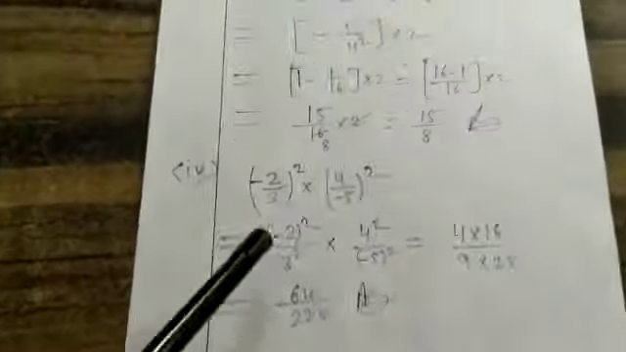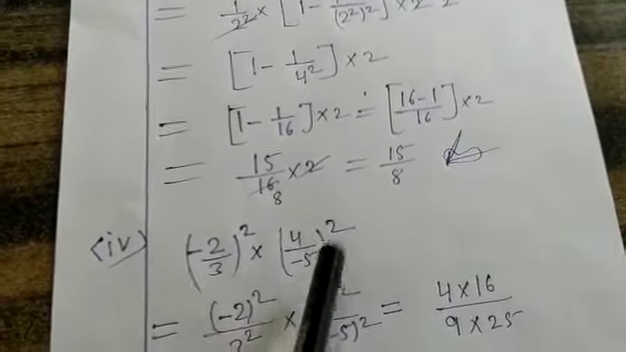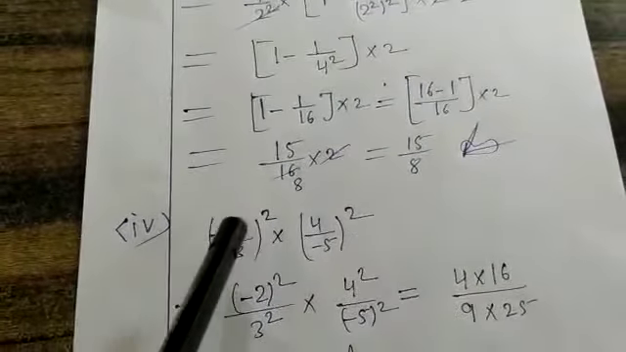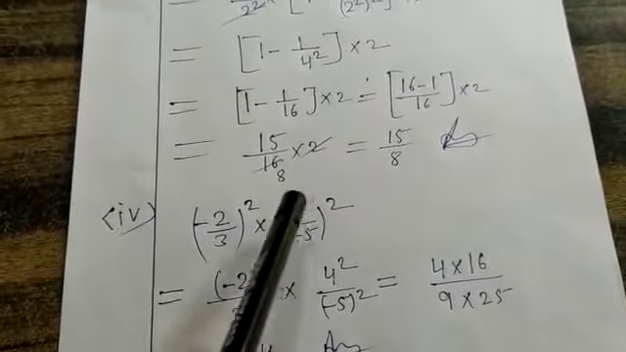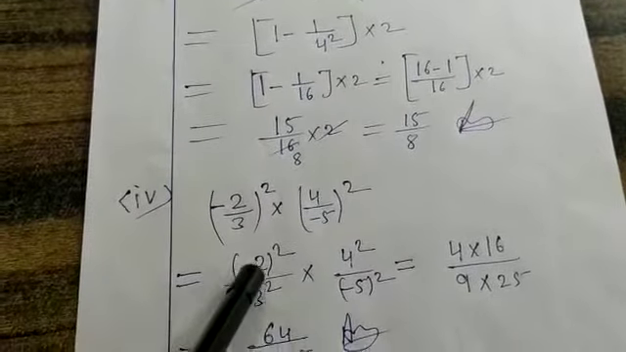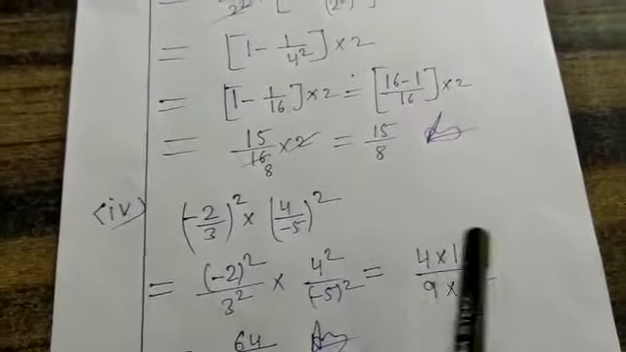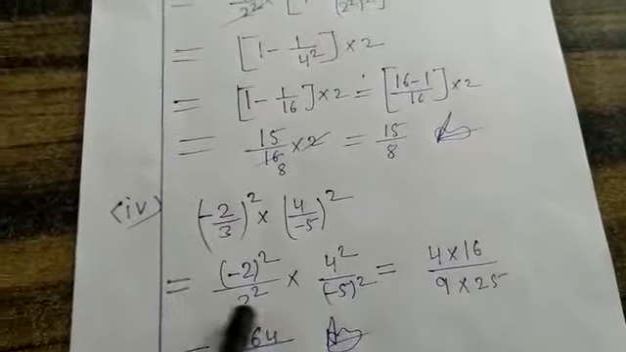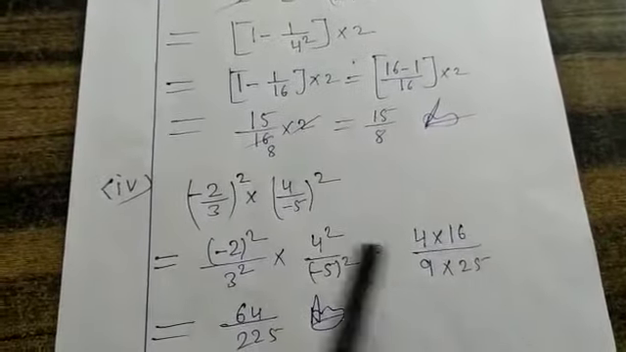In question number 4, minus 2 by 3 whole square into 4 by minus 5 whole square. So it can be written as minus 2 square by 3 square, and this can be written as 4 square by minus 5 square. So for minus 2 square you will write 4, and for 4 square you will write 16. For 3 square you will write 9, and for minus 5 square you will write 25, because minus minus plus, 5 5s are 25.